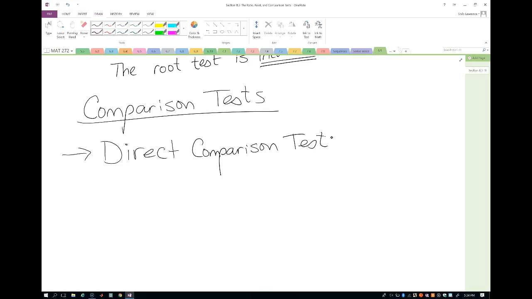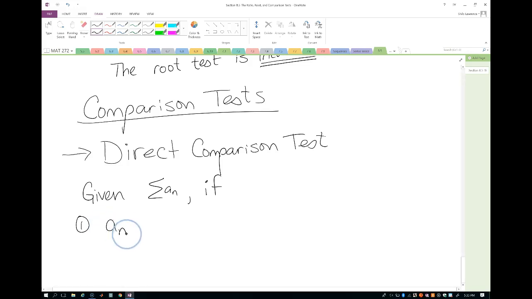So with the direct comparison test, we're going to be given some series, and we're really not going to have a straightforward test of the ones that we've learned so far that we recognize that we could easily perform on it. So what we have to do is find another series to compare it to. And usually that series that you compare it to is something that follows one of the other tests very easily, and you know that it either converges or diverges.